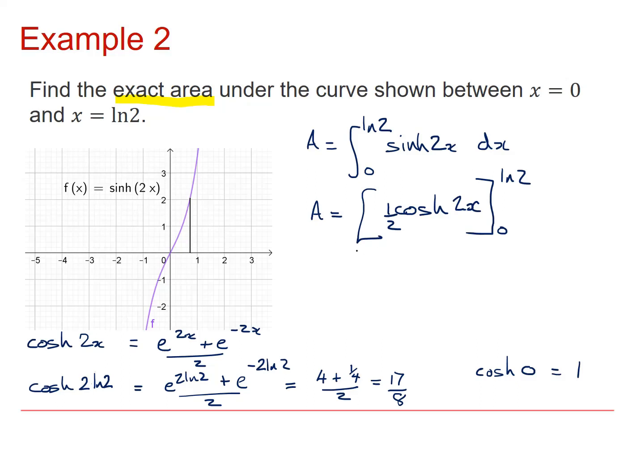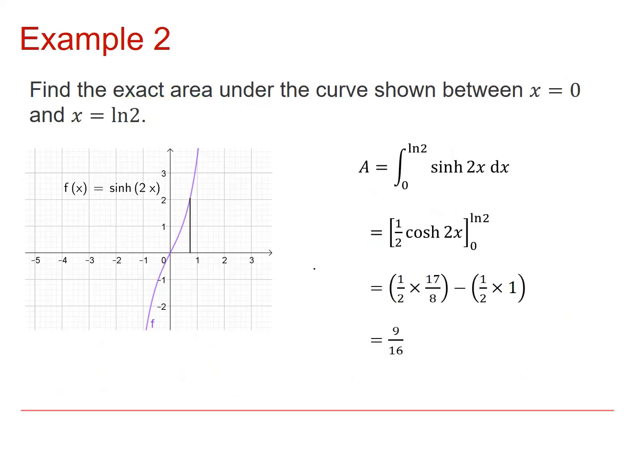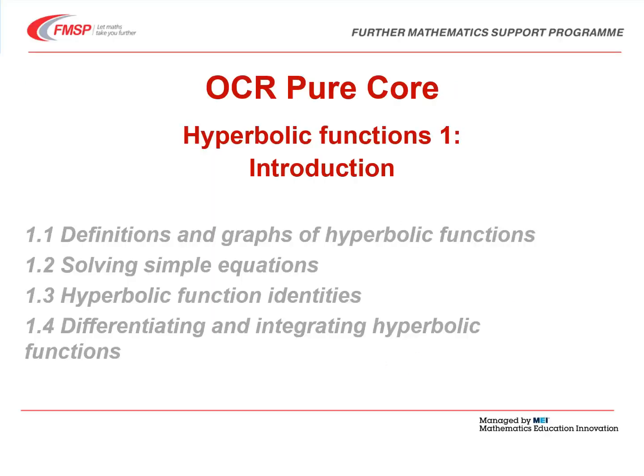So going back to the evaluation of my area then, I'm going to get a half of 17 over 8 minus 1. 17 over 8 minus 1 is 9 over 8, so I'm going to get 9 over 16 as my final result. There's that worked through a little bit more tidily for you, and here confirmation of the values at the limits and the final result. That was the last video in this sequence, Hyperbolic Functions 1, Introduction.